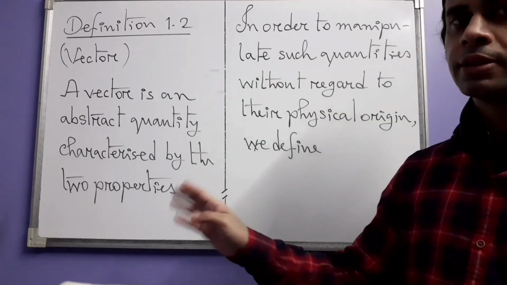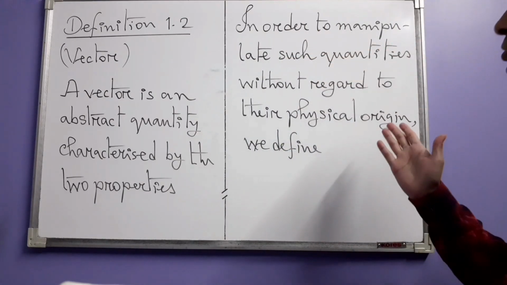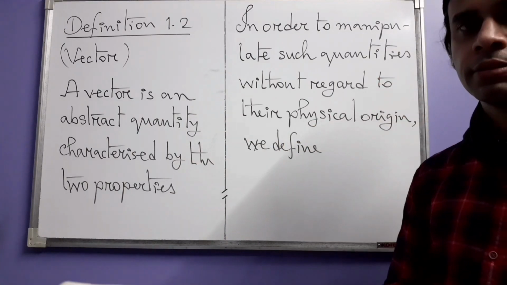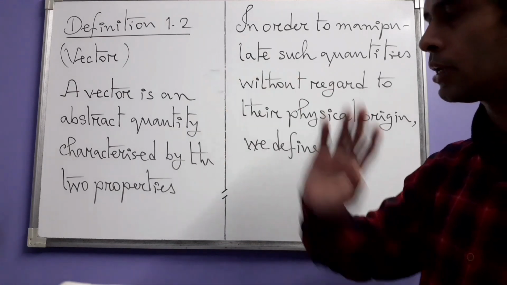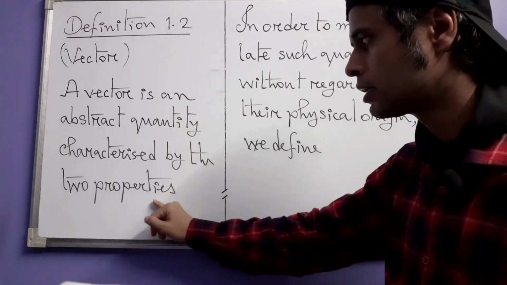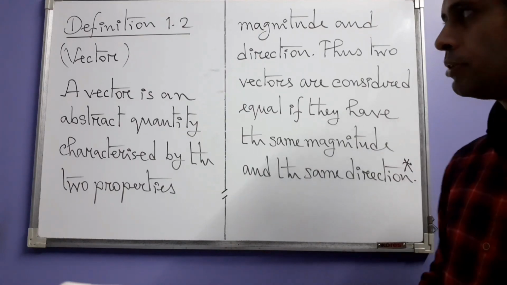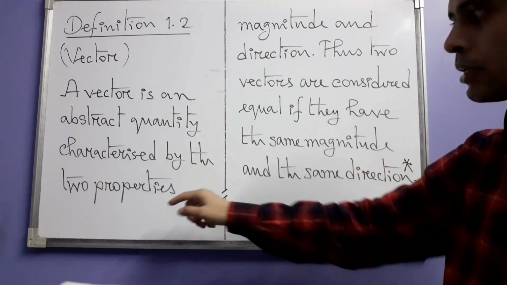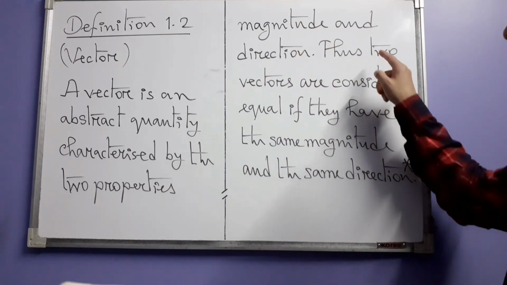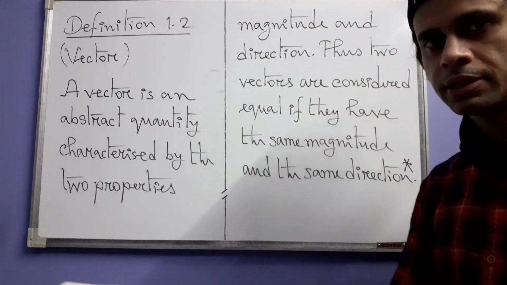So having seen those examples of vector quantities, the author next writes, in order to manipulate such quantities without regard to their physical origin, we define this. This is definition 1-2 and it's about vectors. A vector is an abstract quantity characterized by the properties. I need to now complete the definition. So here's the full definition. A vector is an abstract quantity characterized by these two properties, magnitude and direction. And that's it. Thus, two vectors are considered equal if they have the same magnitude and the same direction.